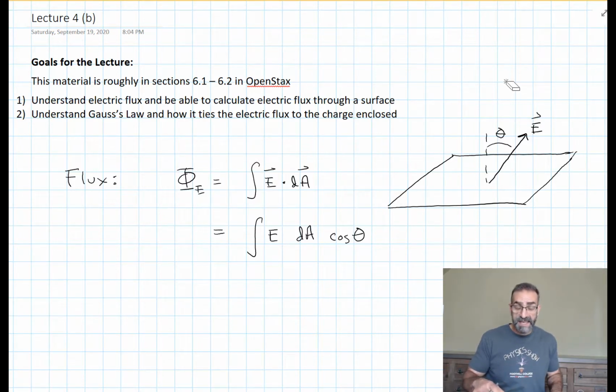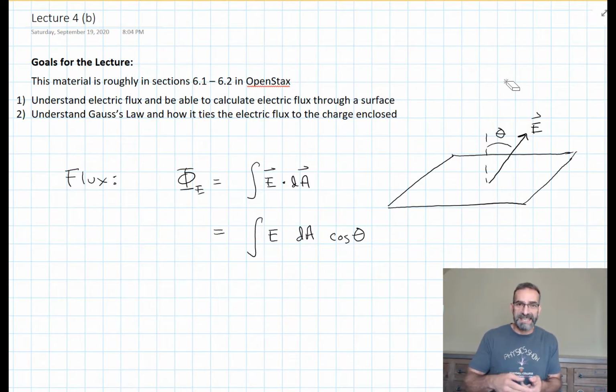So now we say, if the electric field is changing over the area, if it's not constant in magnitude, or if the direction is changing, if theta is changing, then this becomes kind of tricky. This integral becomes pretty tricky. The whole point of flux is to get us to find the electric field. We're using flux as a tool in Gauss's law to help us find the electric field.